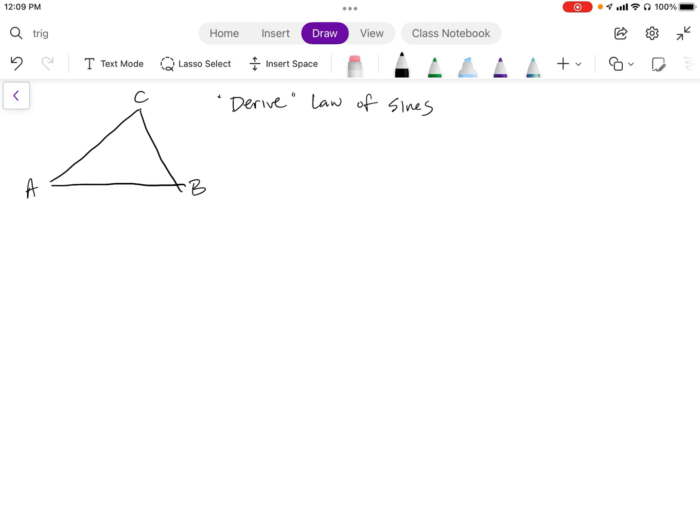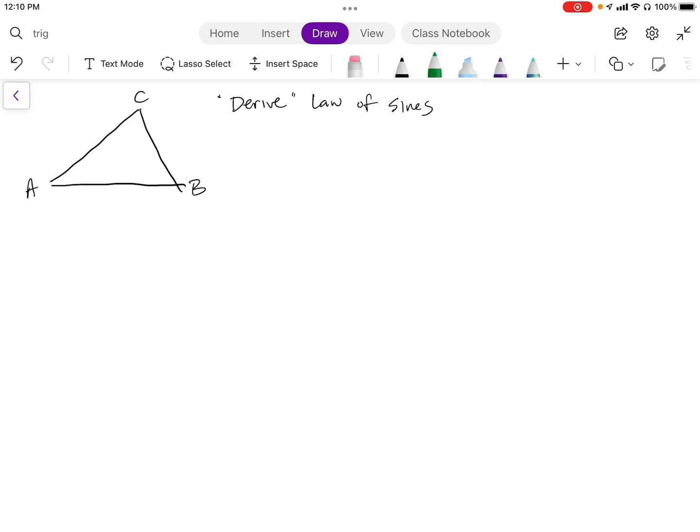It wouldn't matter how you orientated this triangle or if it were an obtuse triangle or a right triangle. Well, with a right triangle we wouldn't really need the law of sines, right? But we have right triangle trig before you get to this point. Anyways, we could use any triangle. I just drew a generic one here. And here's the idea: what we're going to do is draw this altitude.